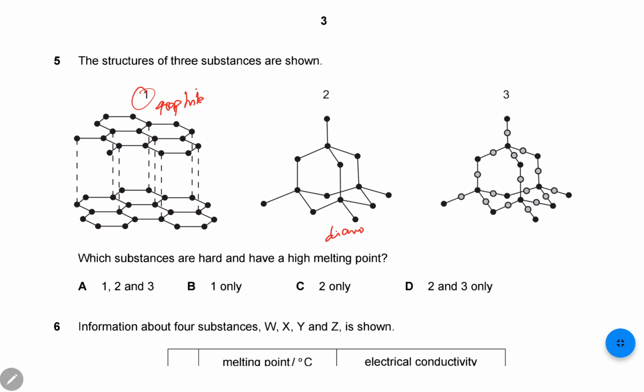Now, which substances are hard? Graphite is soft. So where there's 1, the answer is wrong. So this one is out, this one is out. 2 only? No. By virtue of diamond, which is already strong, being combined with another atom, it's like an alloy of some sort, meaning it even becomes harder. So D. I rest my case here.